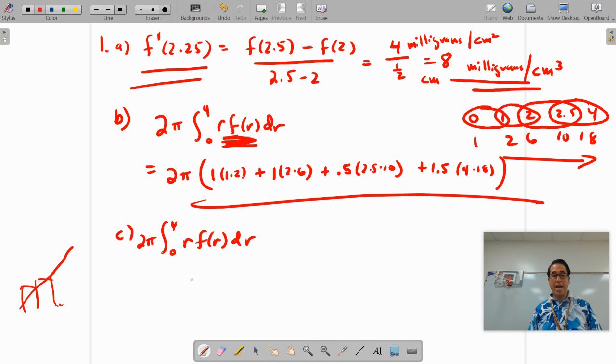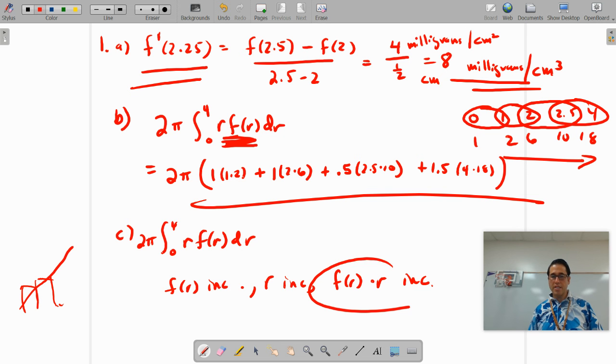I think you would need to say not only is f of R increasing, but R is increasing. So if I combine f of R times R, that also is increasing. And since it is strictly increasing from 0 to 4, and we're using a right Riemann sum, it would be an overestimate. My best guess, would that be worth a point?